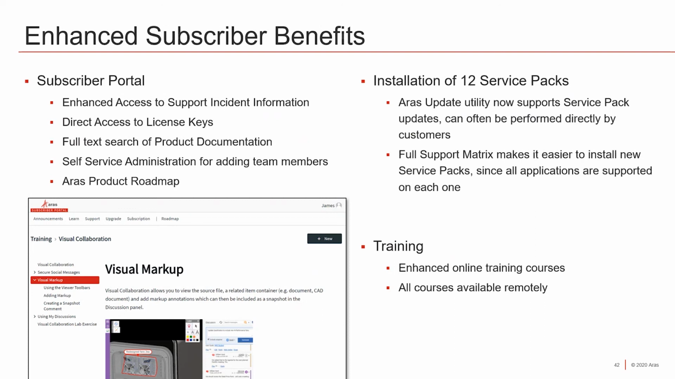In terms of your ability to install service packs on release 12, which of course are a subscriber benefit, the Aras Update utility now directly supports installation of service packs. Previously, this was limited only to applications. Now you can install service packs, so it's much more doable for customers to install on their own. And as I mentioned before, the full support matrix gives you more flexibility to install new service packs since all applications are supported on each one. So overall, the ease of getting to new service packs once you're up on 12 is much better than what you would have experienced on 11.